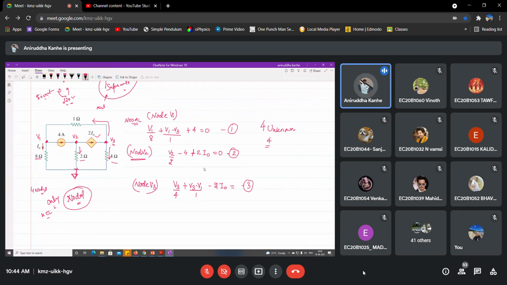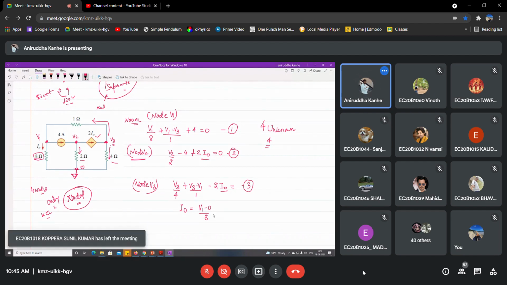What is the quantity which is disturbing you? This I0. Am I right? So can I write the I0 equation? I0 is the current flowing in the 8 ohms. Now, V1 minus 0, the ground voltage, divided by 8. Is that okay? That is your 4th equation. Is that fine?